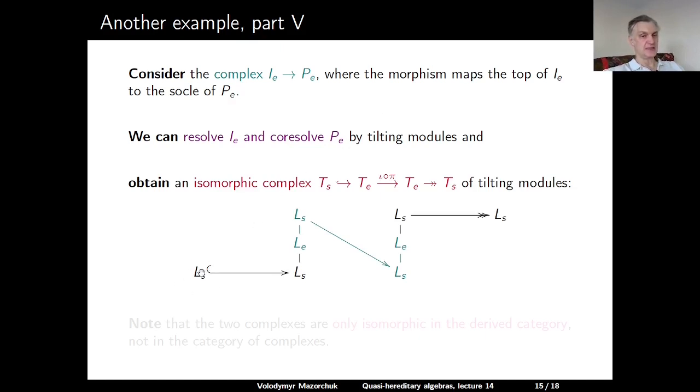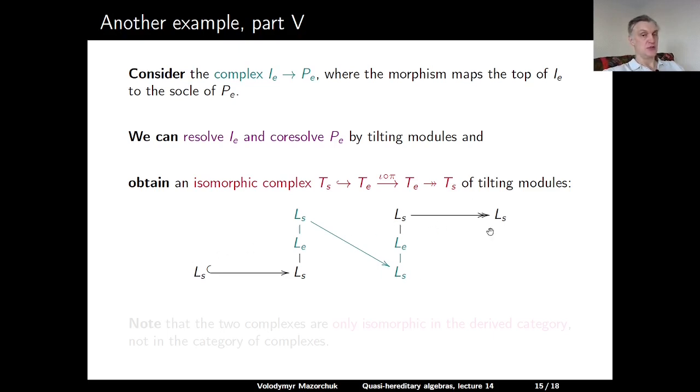So we have Ts embeds into Te, then in Te we have the map iota after pi, which maps the top of Te to the socle of Te, and it also goes to Te. And then we have the projection of Te onto its top, which is Ts actually. So we have Ts, Te, Te, Ts, with the embedding, the map iota after pi, and then the projection. Obviously, if we go twice, we'll get 0.